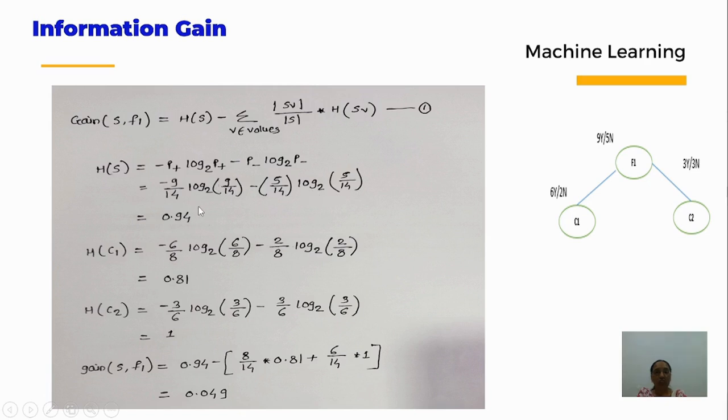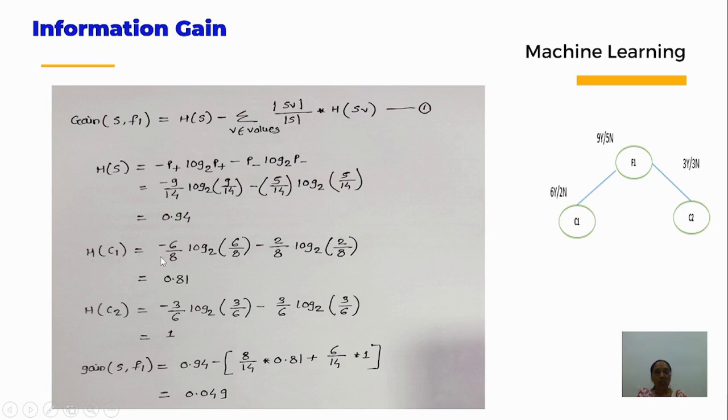After calculating this, we are getting the value as 0.94. So this is the entropy of the root node. Now we need to calculate the entropy of the child nodes as well. So this is C1 and C2. So we will calculate the entropy of C1.